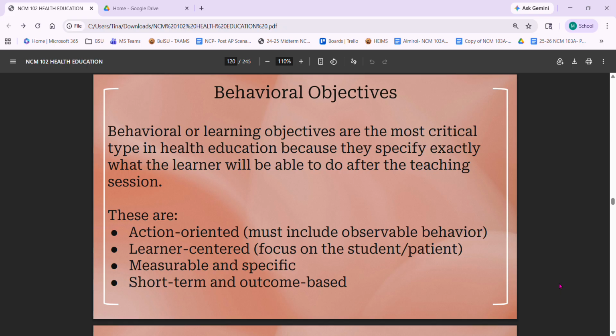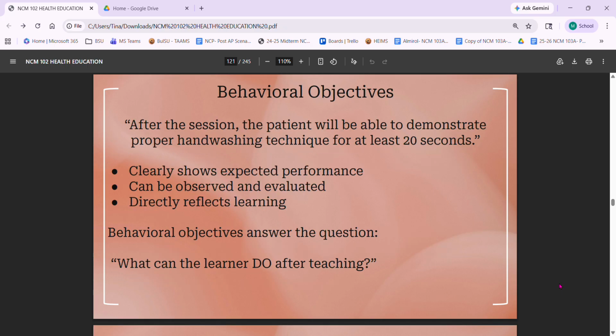short-term and outcome-based. Okay? So, say for example, this objective. After the session, the patient will be able to demonstrate proper hand washing technique for at least 20 seconds. So, dito makikita ninyo na clearly shows the expected performance. Ma-observe, ma-evaluate ninyo dito sa behavioral objective. This directly reflects learning. Okay?